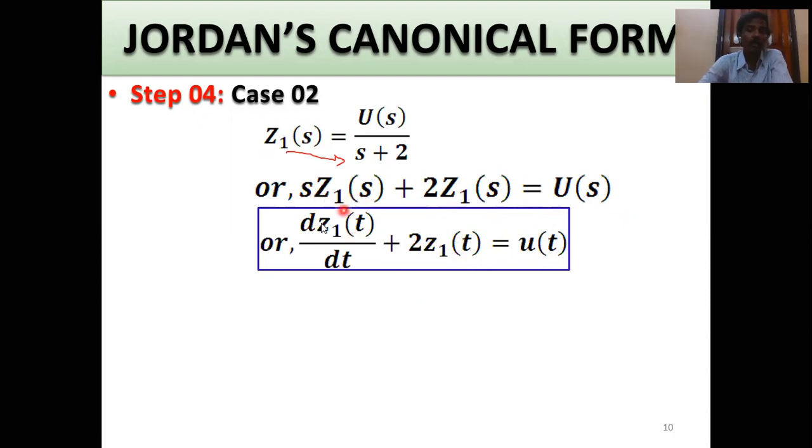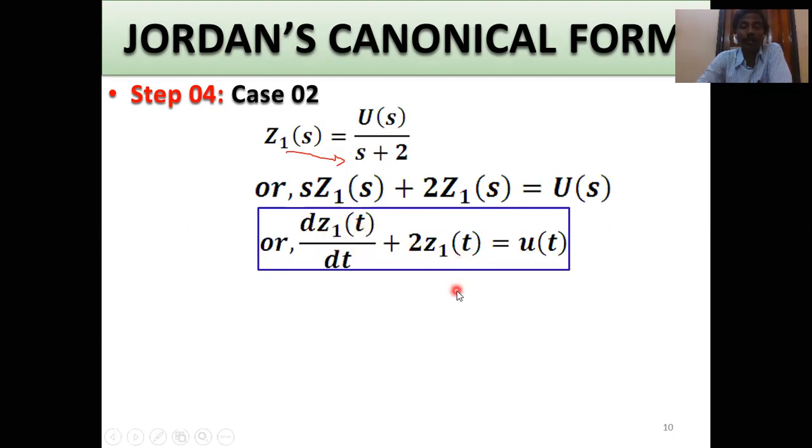And s into Z1(s) is equivalent to dZ1(t) by dt. This is the first order differential equation, obtained by the inverse Laplace transform, and all initial conditions are zeros. Again, U(t) equals the reference input and Z1(t) equals the output, and this is the output variable because this output is the position, and this is the velocity, the rate of change of position.